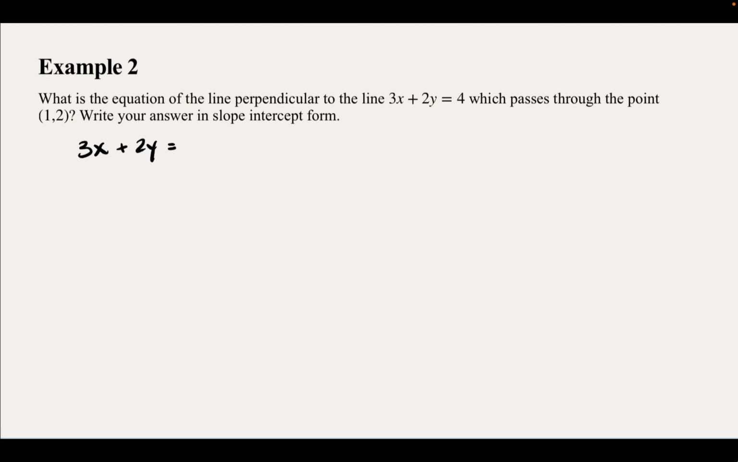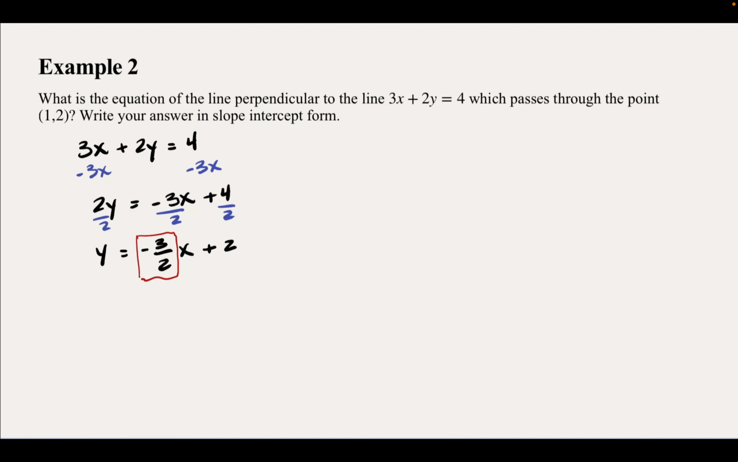3x plus 2y equals 4. I'm going to change this so that it is in slope-intercept form. I'm going to subtract 3x from both sides. I get 2y equals negative 3x plus 4. I'm going to divide everything by 2. y equals negative 3 over 2 x plus 2. This is now in slope-intercept form. And I can take out my slope. The slope of the line is negative 3 over 2.